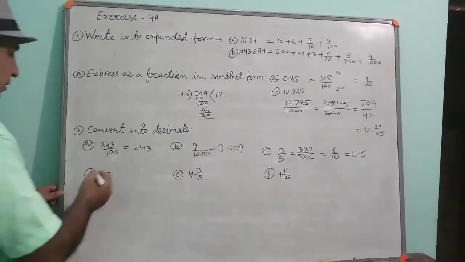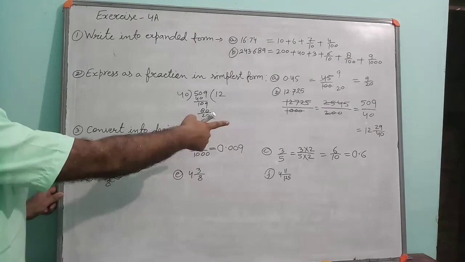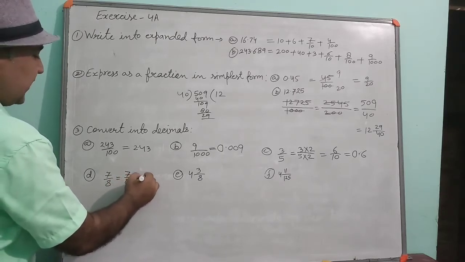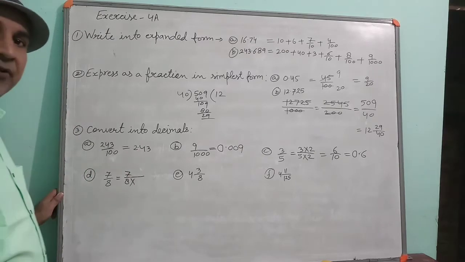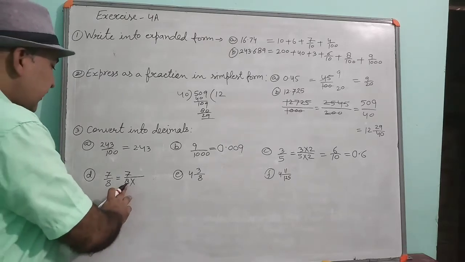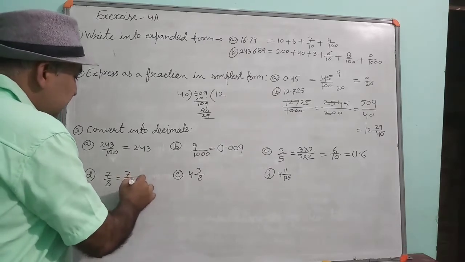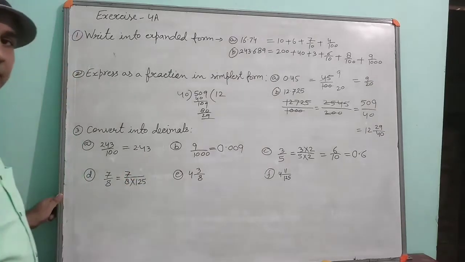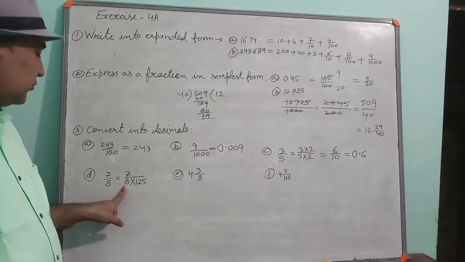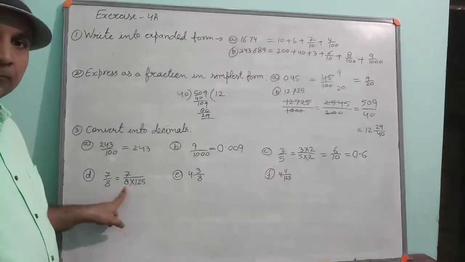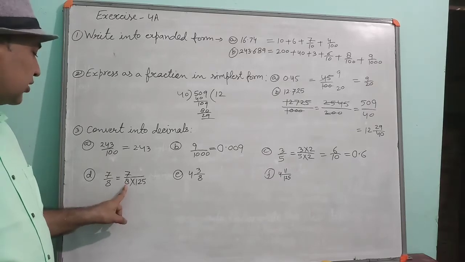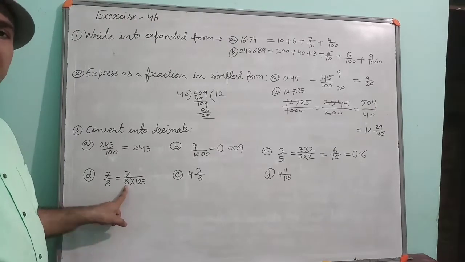Now see this question. 7 upon 8. Again, if we follow this method, then we have to think of a number which is multiplied by 8 to convert it into a power of 10. Powers of 10 means 10, 100, 1000, 10,000 and so on. So children, 8 is multiplied by 125, then it will become 1000, because 8 cannot be converted into 10 by multiplying any whole number. 8 into 1 is 8, 8 into 2 is 16. So it is not possible to convert 8 into 10 by multiplying any whole number.